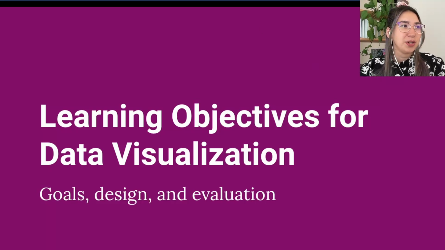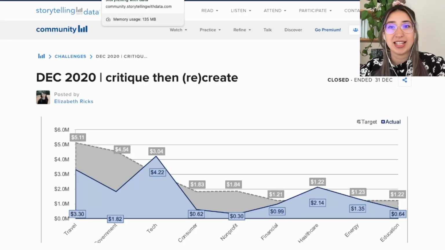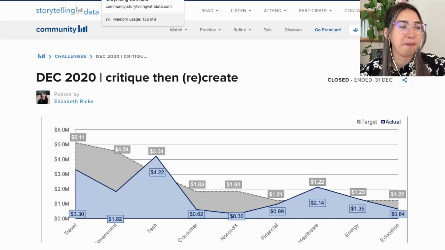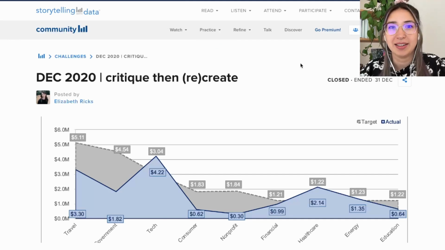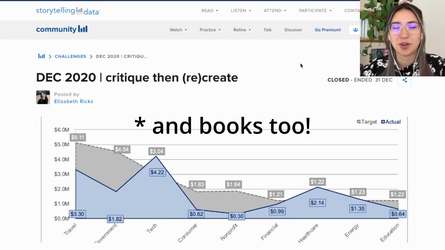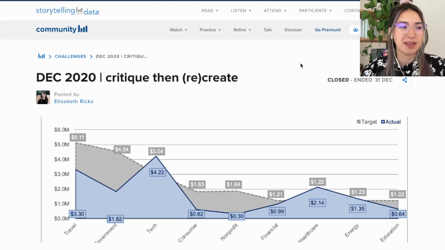For this video, we're going to be using an example of a remake. We're going to remake this graph that was originally a challenge from Storytelling with Data. They have this great community, totally recommend you check it out. They sometimes give these starting graphs where you can then take the data and redesign it. So that's what we're going to be doing today, and we're going to be using learning objectives as part of that process.